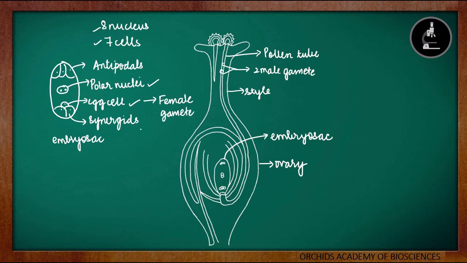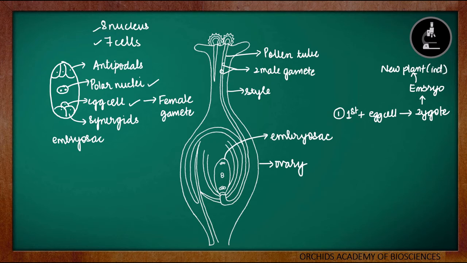So this male gamete has to reach this female gamete. Through the pollen tube, the male gamete is brought and released into this embryo sac. Inside this embryo sac, there are 2 male gametes. One of the male gametes will fuse with the egg cell to form the zygote. This zygote will later develop into a structure called the embryo, which has the potential of giving rise to a new plant, a new individual.